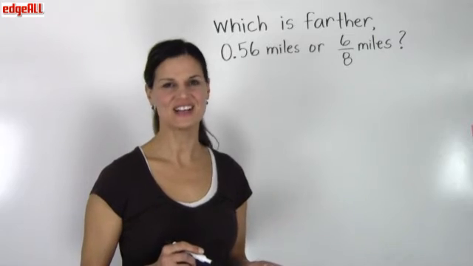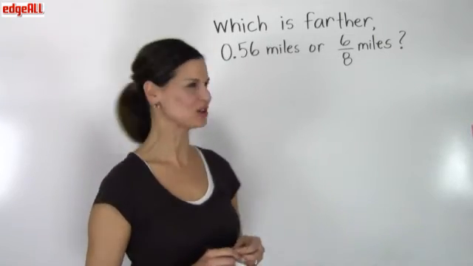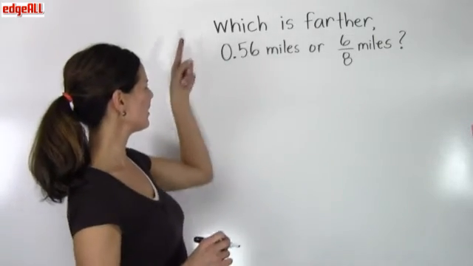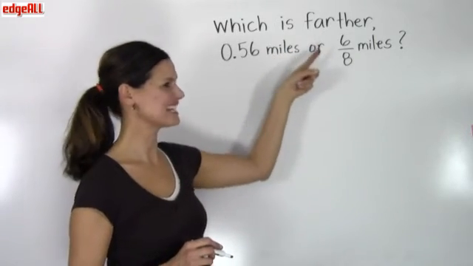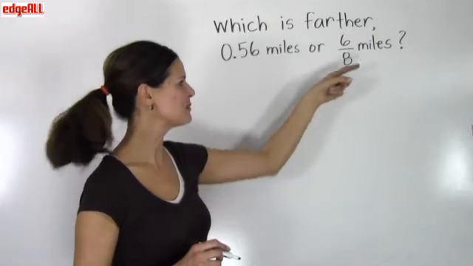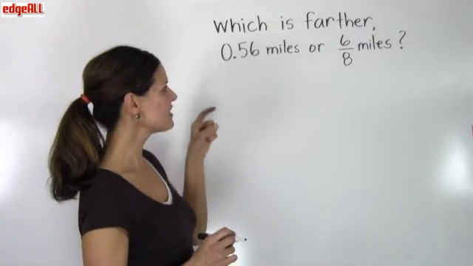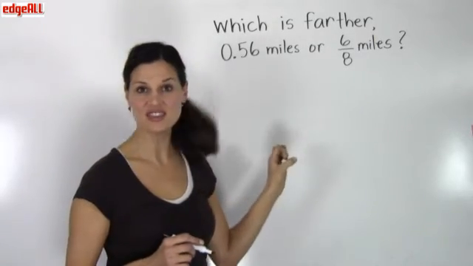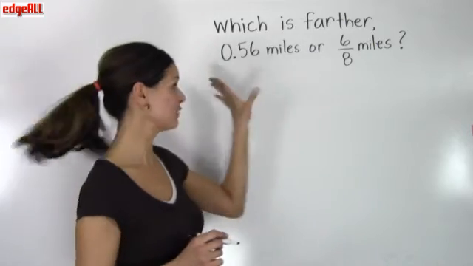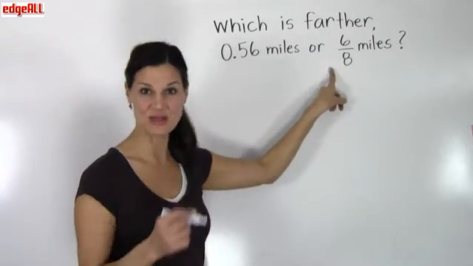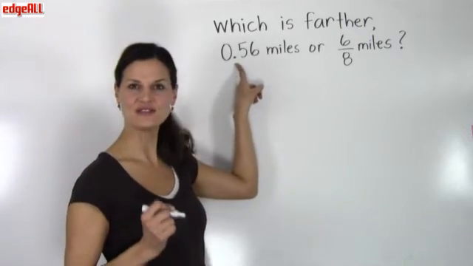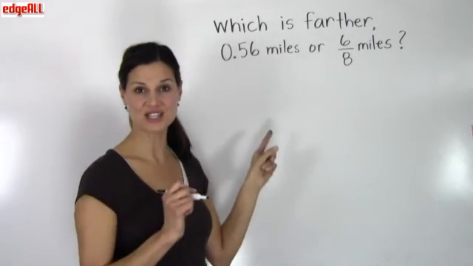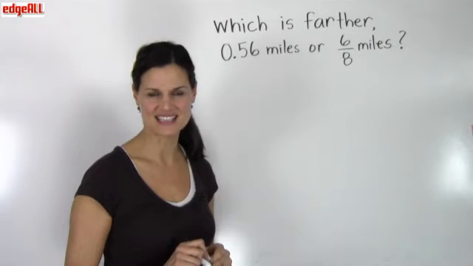So let's take a look at a problem that we mentioned earlier. Which is farther, 0.56 miles or 6/8 miles? So we either need to convert this one to a decimal so that they're both decimals, or we need to convert this one to a fraction so that they're both fractions, and then do the comparison.